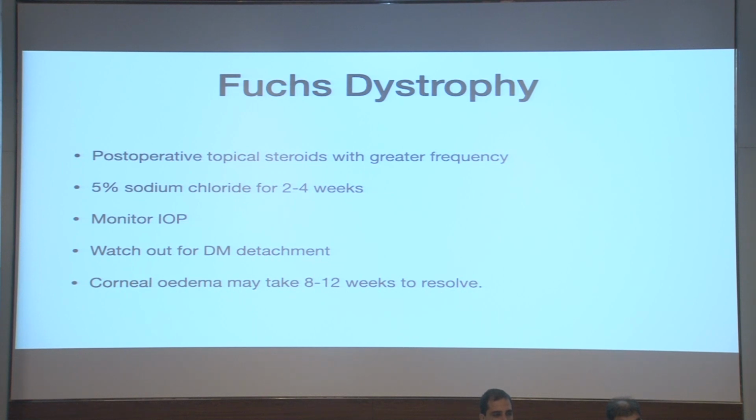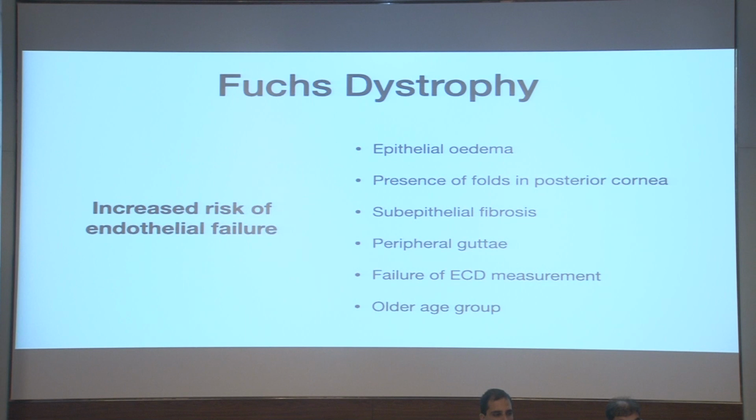If the pachymetry is not getting better or if it is getting worse, then it is likely that this cornea may not improve over a period of time. There is increased risk of endothelial failure if there is presence of posterior folds or epithelial edema. You see a lot of the guttae which extends all the way to the periphery. Sometimes you get Fuchs where the guttae are only limited to the center, but the peripheral cornea looks fine. Those are eyes where the edema will resolve.